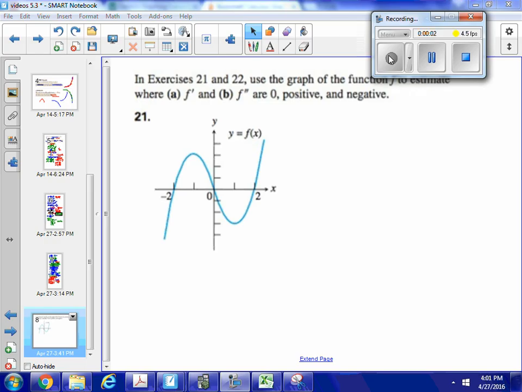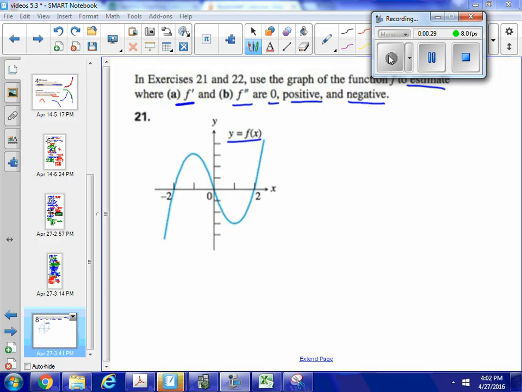This problem is requiring me to do a little bit of work reading a graph. So this is the graph of the function f of x, and I need to just estimate where f prime and f double prime are 0, positive, and negative. And I think I prefer to do this one at a time. So I want to first look at f prime.